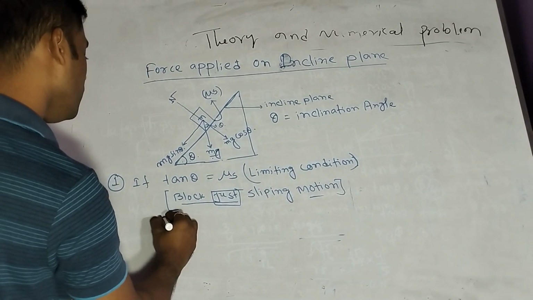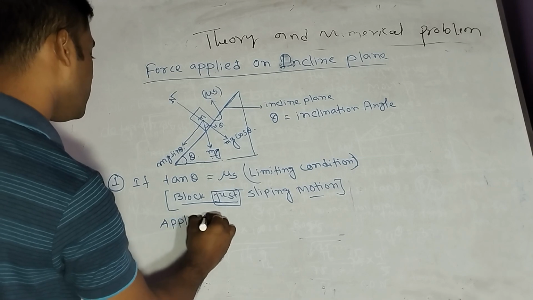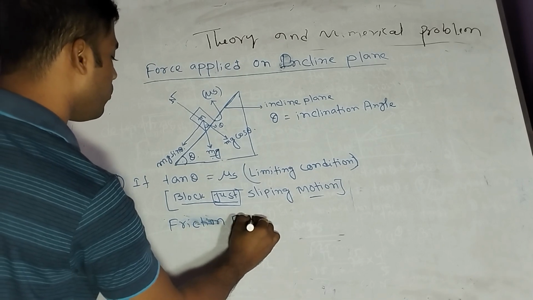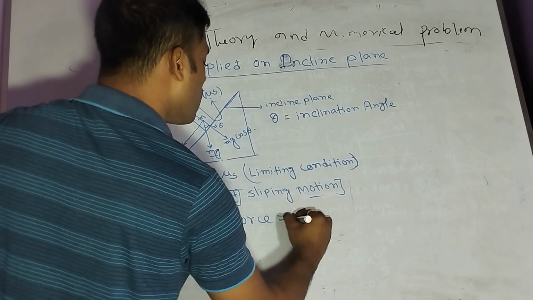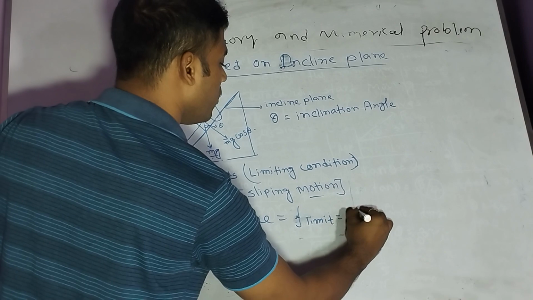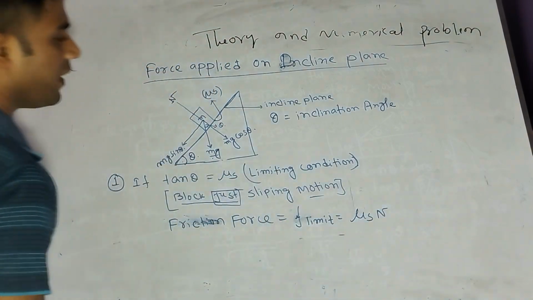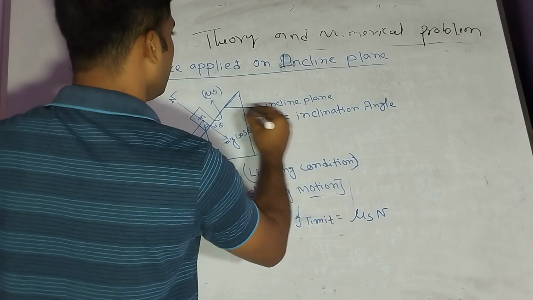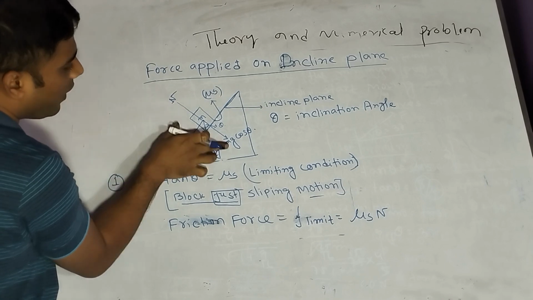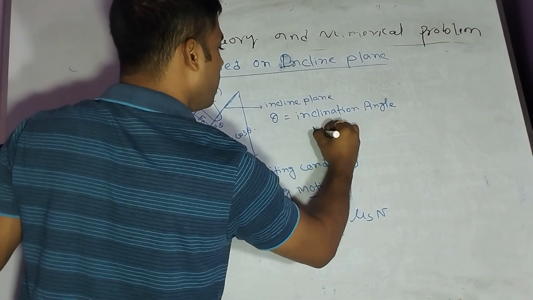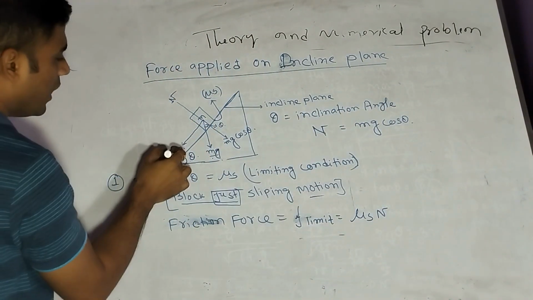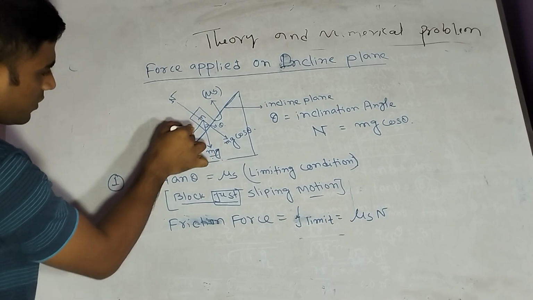Next, this language can be expressed as block just slipping motion. So in this case, the friction force is equal to F limiting, that means the limiting friction value. What is the value of mu s n? According to the block diagram, comparing the y-axis, N balances mg cos theta, and mg sin theta can help to start the body slipping downward.